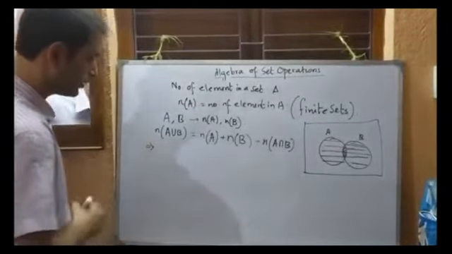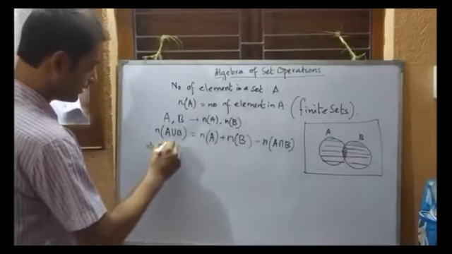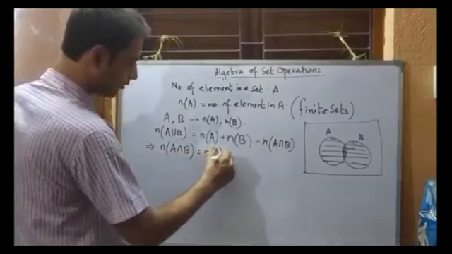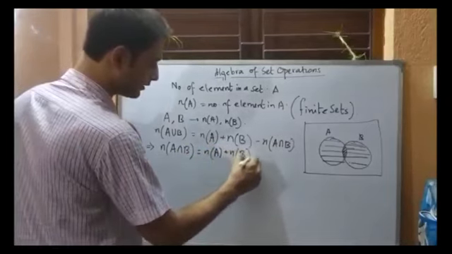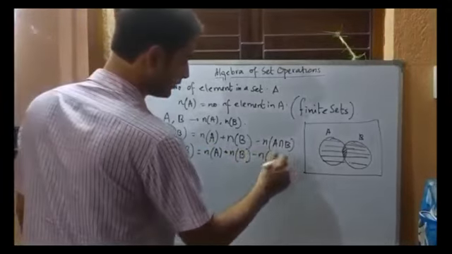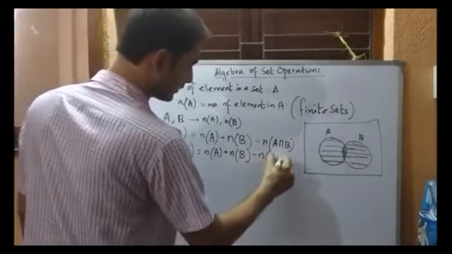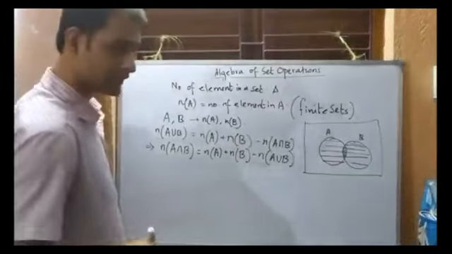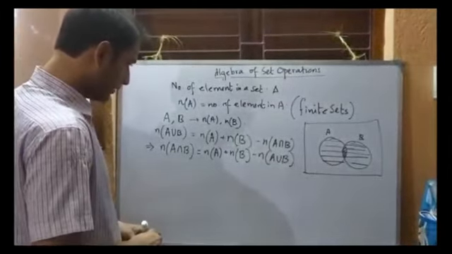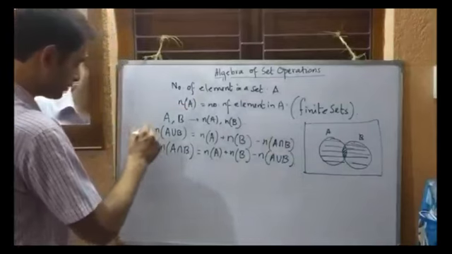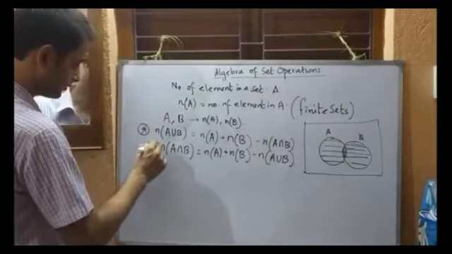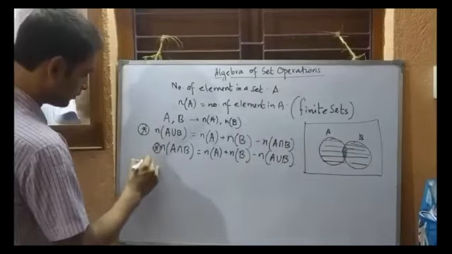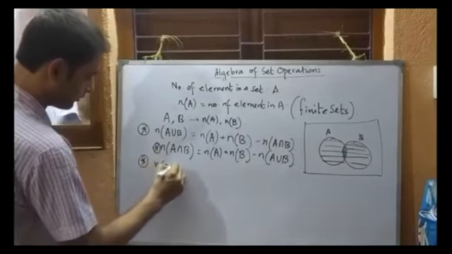So if this is the case, then taking the intersection on the left side and the union on the right side, you can also say this equality. That means the formula for intersection in terms of union can also be said. So these are two formulas. Next we come to the formula for A difference B.